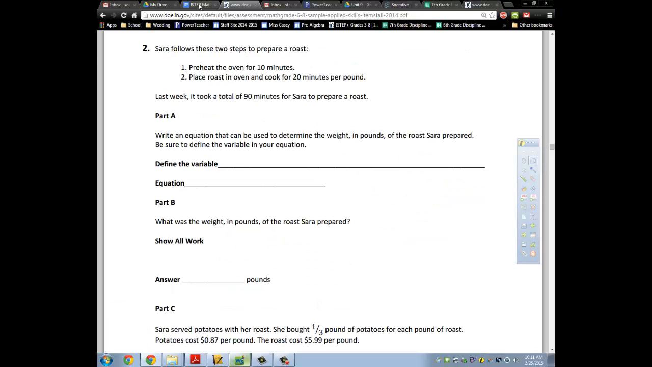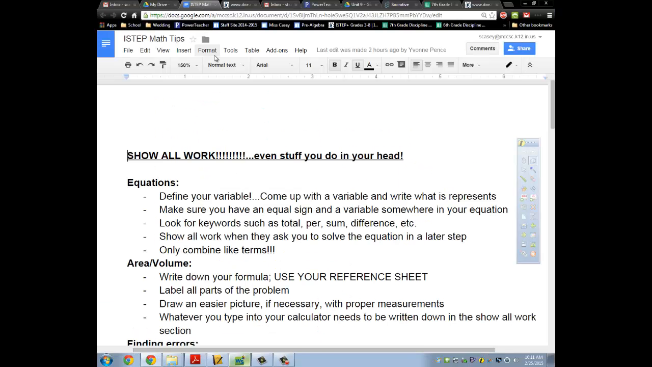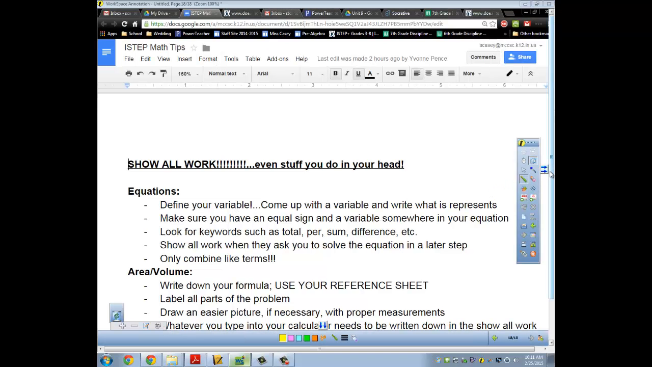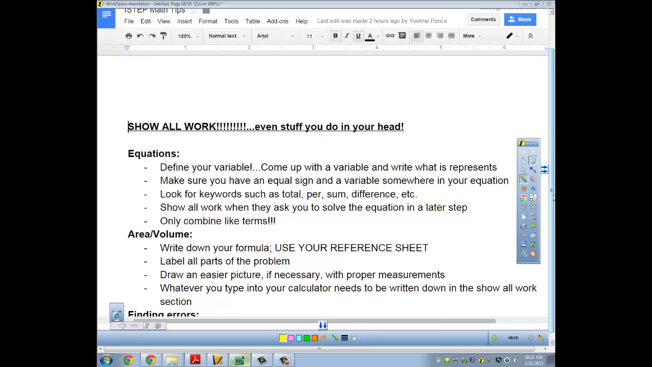So then the next thing we're going to talk about is area and volume. If you are given a question where you have to find the area or volume of a 2 or 3-dimensional shape, we want to make sure we always write down our formula. Having the formula right there in front of you can really help you pinpoint, okay, here's my length, here's my width, here's my base, all that information. It's right there in front of you. It can help keep you organized.